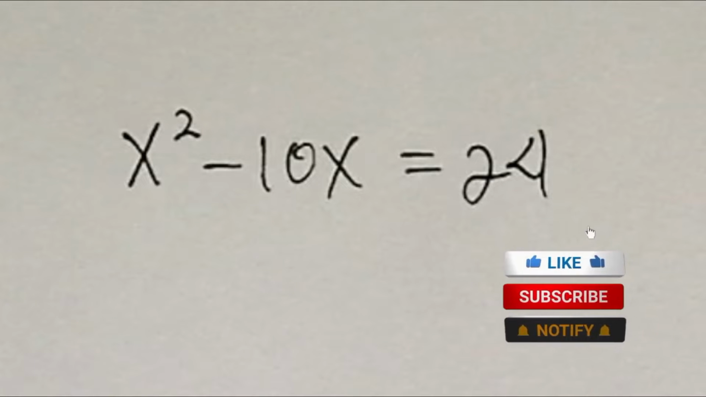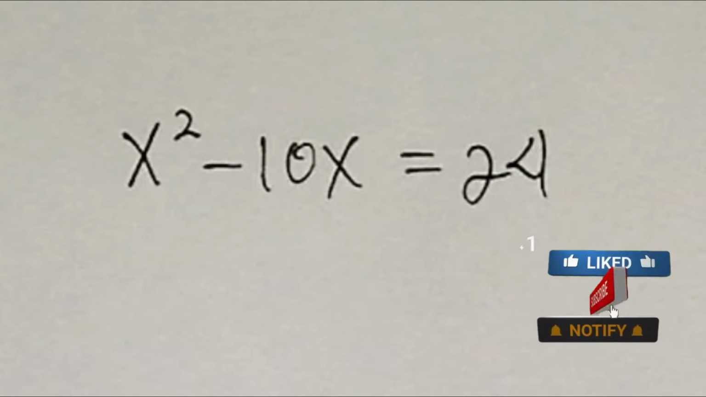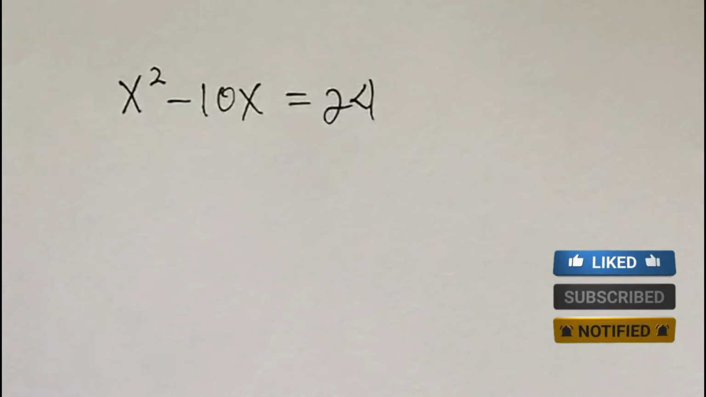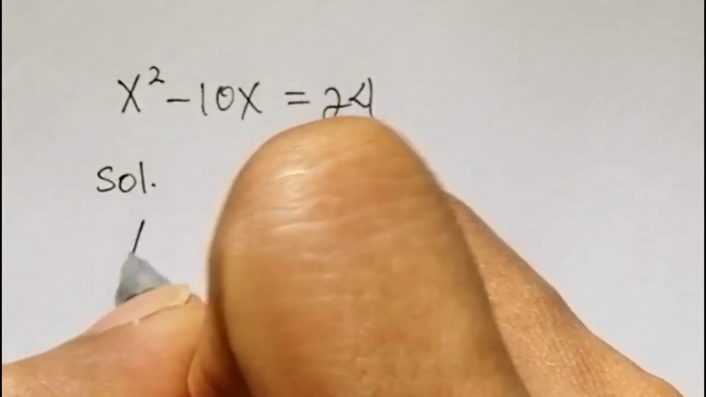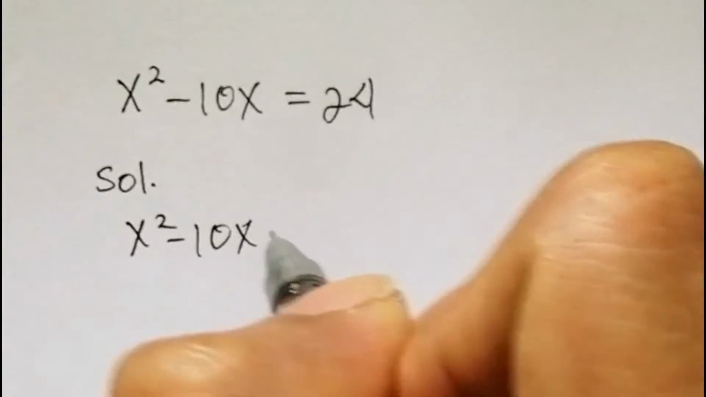Hello everyone, here is the problem to be solved. X squared minus 10x equals 24. What is the value of x? Let's begin for the solution.